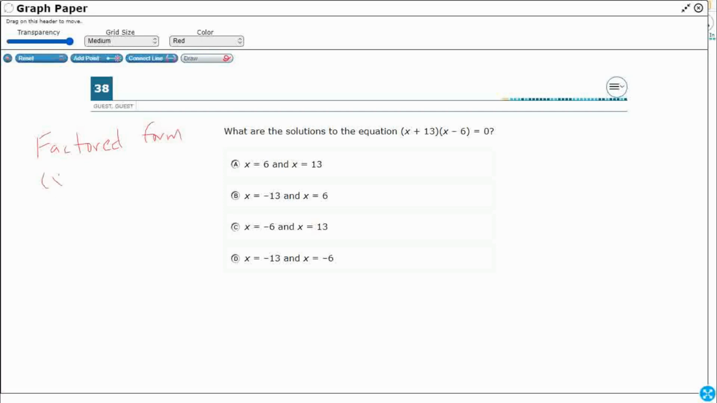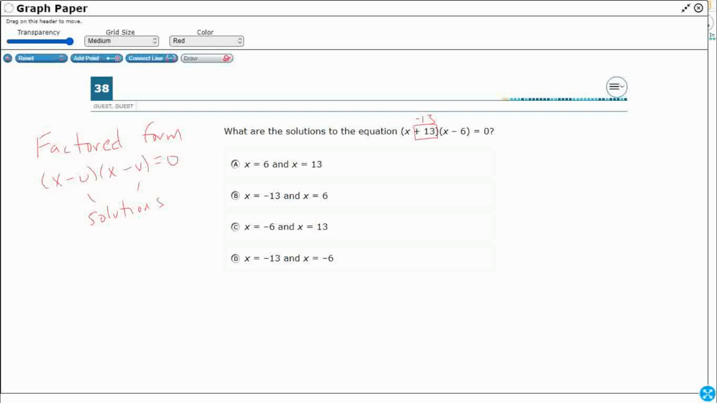It's x minus u, that's one binomial, and then x minus v. And what we can say here is that our u and our v are both going to be your zeros or your solutions. So if you can get something to look like this, it's really easy to pick up the solutions from here. Now, it's x minus u. So in order to get a positive 13, you're actually going to need a negative 13 as your u.